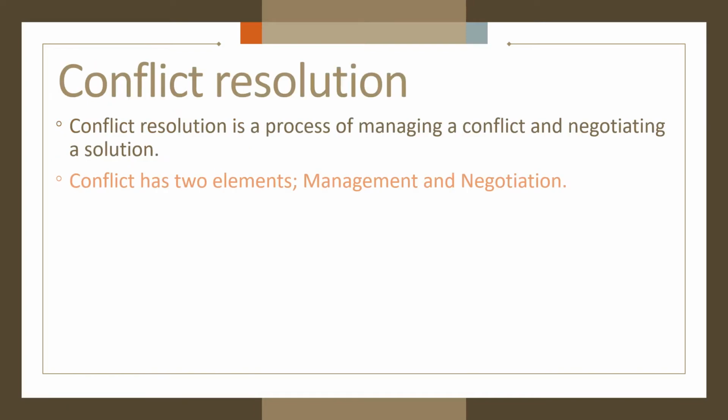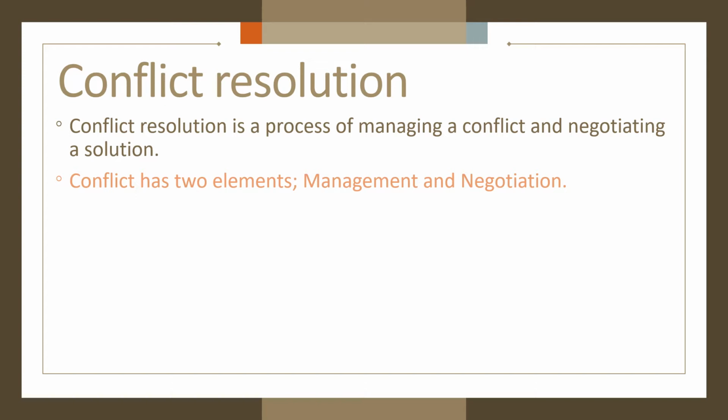So this brings us to our next objective for this lesson, which is what is conflict resolution. We know conflict resolution is the process of managing a conflict and negotiating a solution. And in the conflict resolution process, there are 2 elements, and they are management and negotiation.